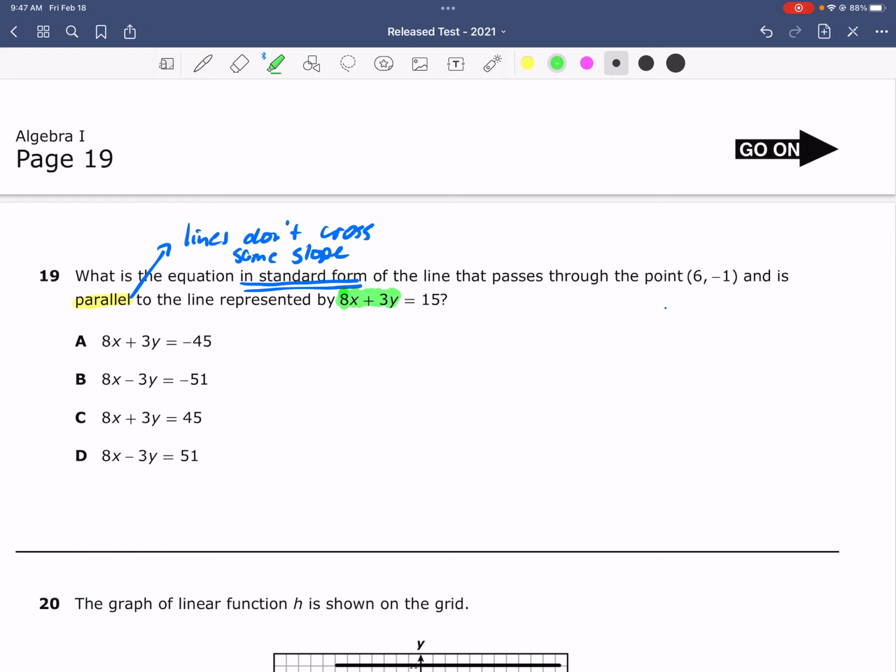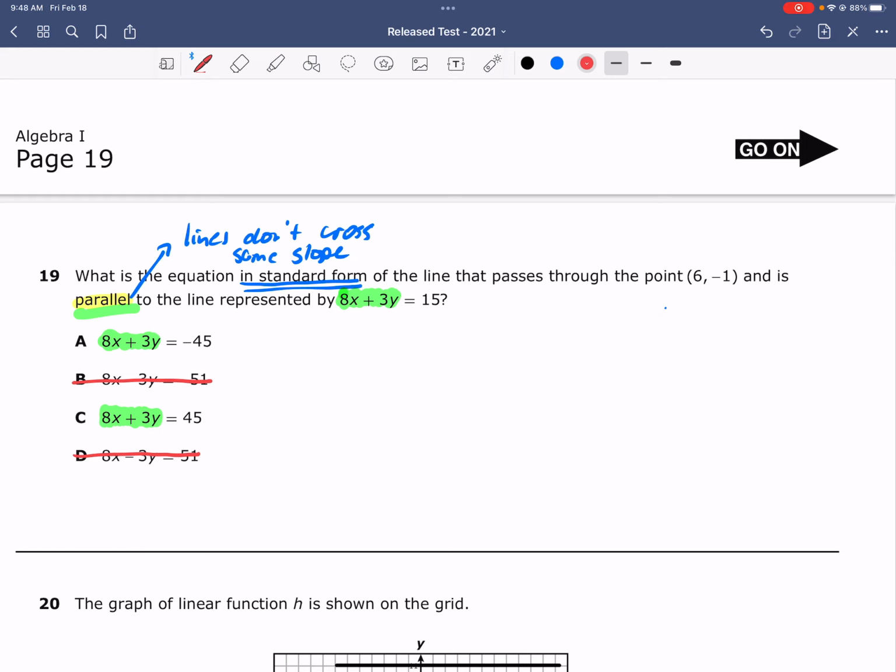Since parallel means that they're the same, the equation that I'm looking for is going to have the same left-hand side. So I see that letter A has the same left-hand side, 8x + 3y, and letter C also has the same left-hand side, 8x + 3y. That means that letter B and letter D are not the correct answer.